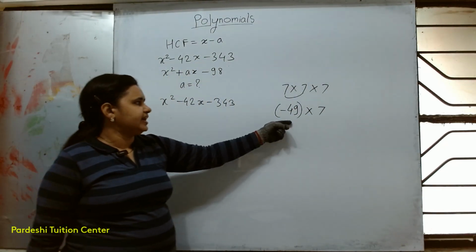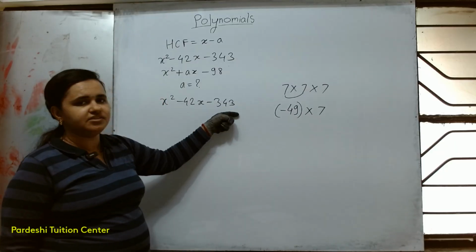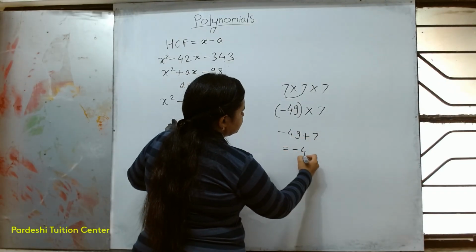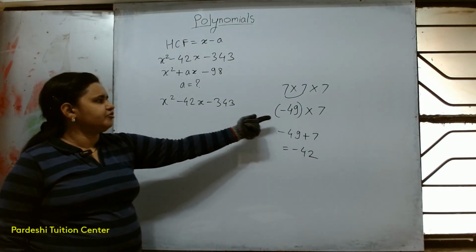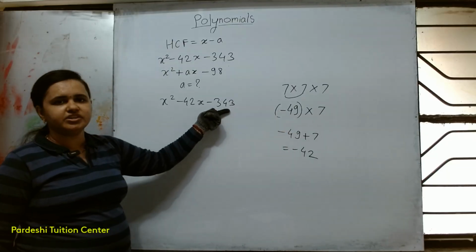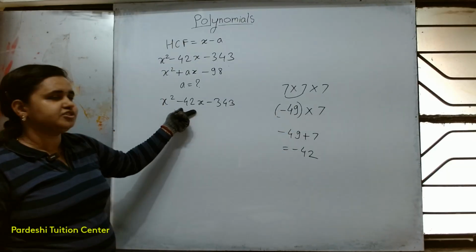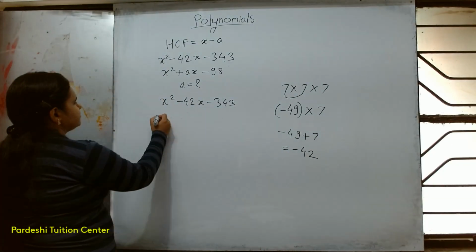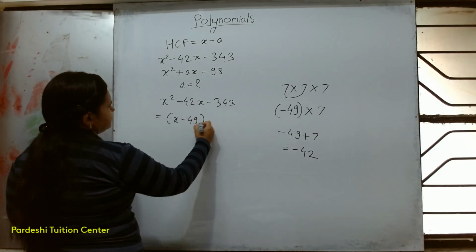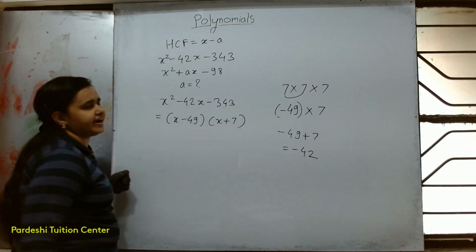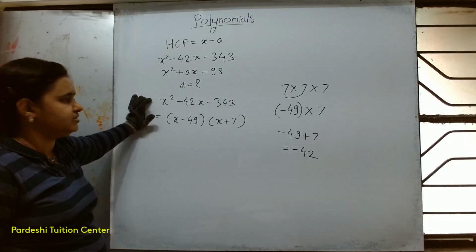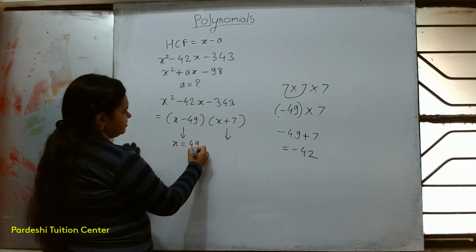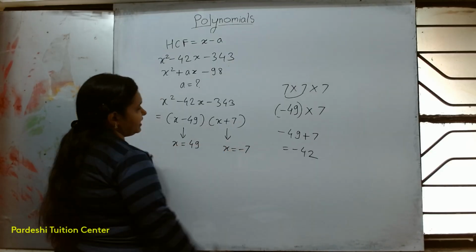So check, minus 49 into 7 is minus 343, and if I take their sum, minus 49 plus 7, it equals minus 42. Okay. So the multiplication of minus 49 and 7 is coming minus 343, and their sum is coming as minus 42. So the factors are x minus 49 and x plus 7. Now if I find the value of x from this, x equals 49, and from here x equals minus 7.